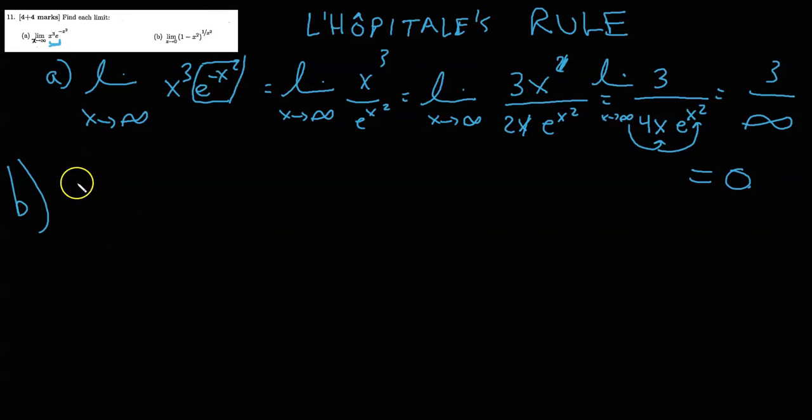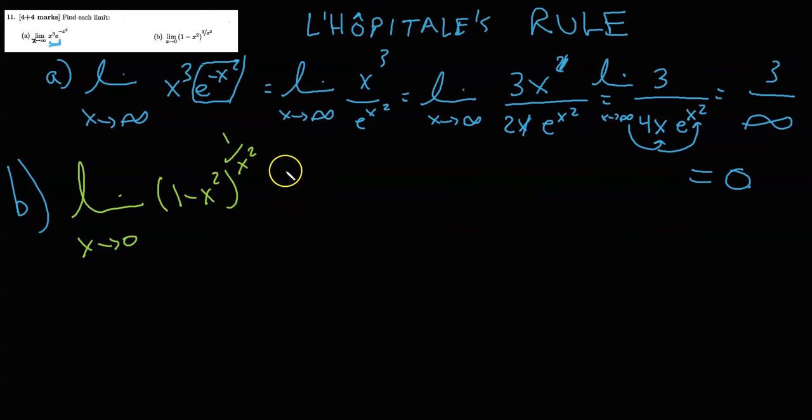Alright, question B. Let me change color for your eyes. Limit as x approaches 0 of 1 minus x squared, all to the power 1 over x squared. Alright guys, this is a really complicated problem, but we'll get through it. You have no idea where to start, would you? Because if you plug in 0, the exponent itself is 1 over 0. What does that mean, really?